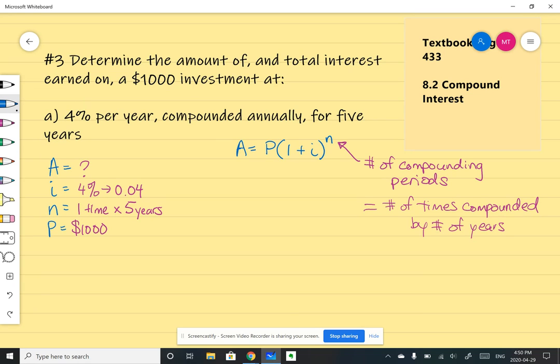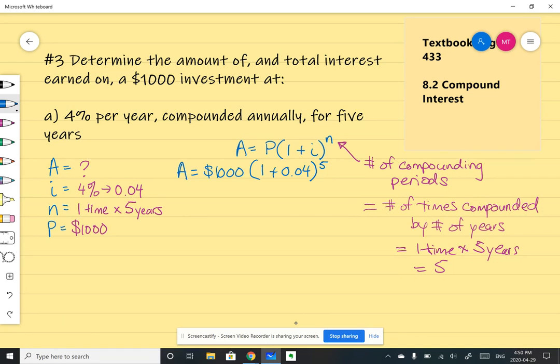Just going to switch back to a blue pen. So let's continue the next line. A equals, I'm going to write 1,000 here for P, and then 1 plus, remember, we're not going to put 4, otherwise we're going to get a mistake in our final calculations. I'm going to put 0.04, close the bracket, and then I'm going to put 5. And that being because I did 1 time times 5 years, which equals 5.